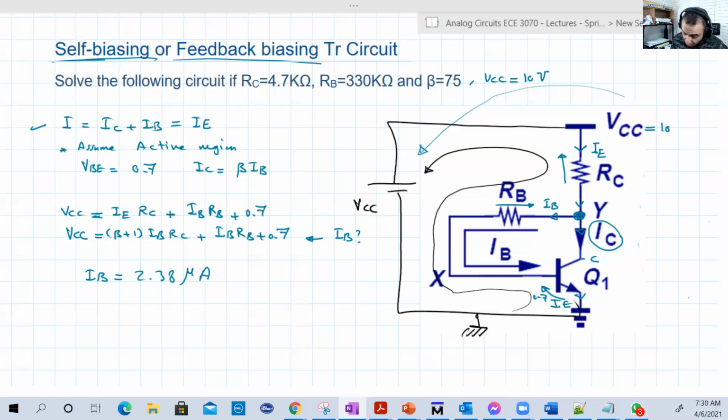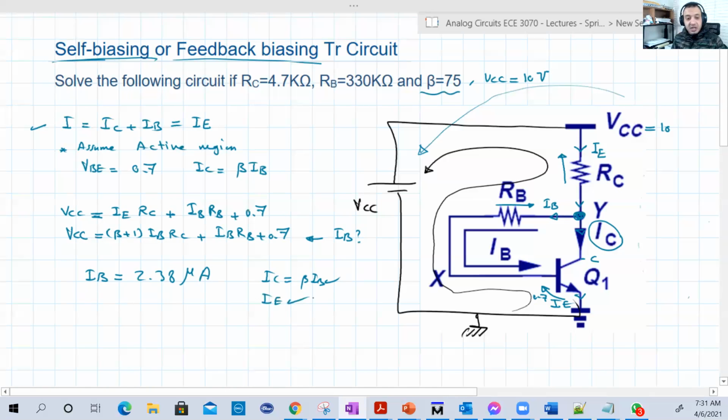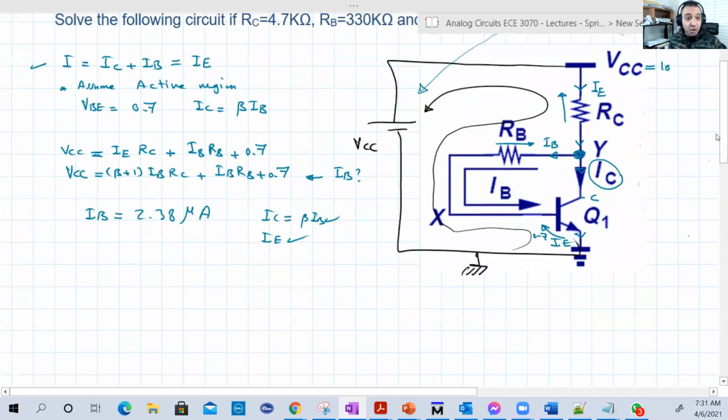Now you can calculate IC, and you can calculate VE. IC basically is beta IB. You can calculate it very easily. Beta is known, 75. You can calculate IE as well: beta plus 1 times IB, 76 IB, and everything will be okay. Now the important part: to verify that we are really working in the active region.